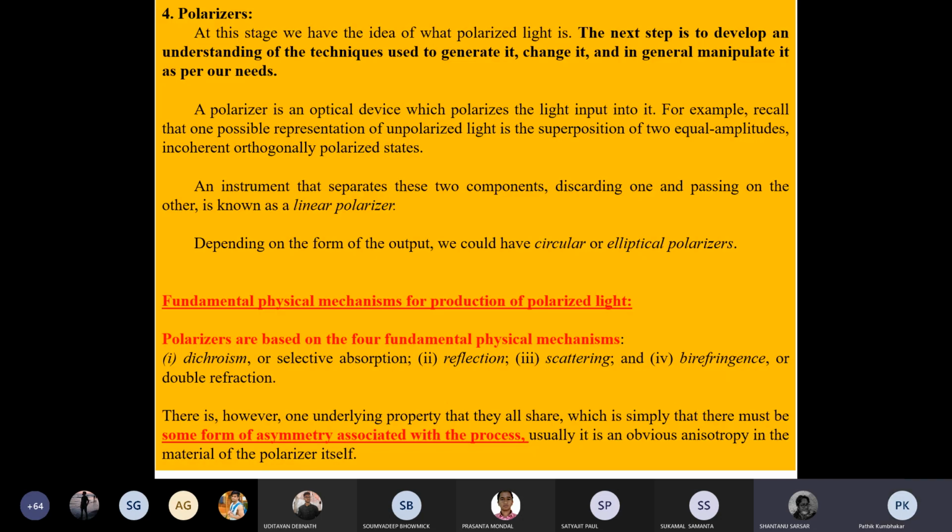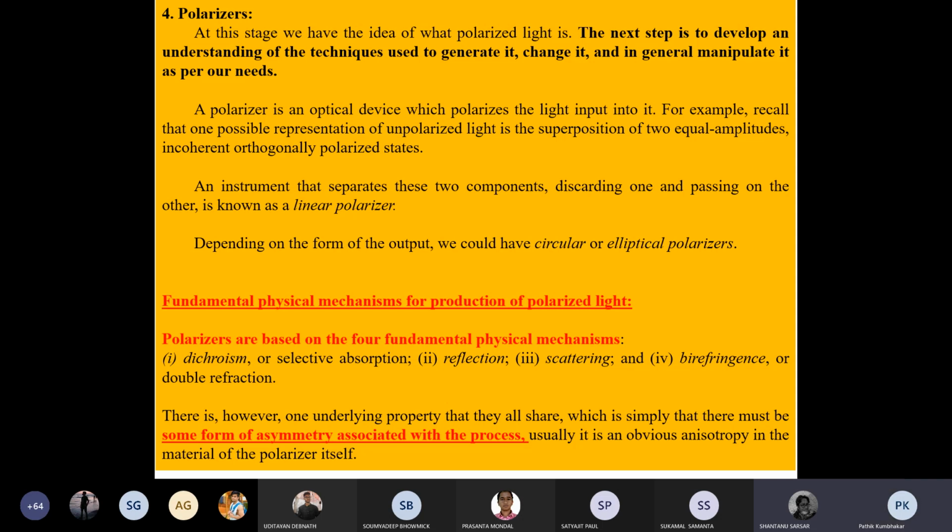We need an instrument that separates these two components, discards one, and passes on the other. That is a linear polarizer. If you have unpolarized light, which can be assumed to consist of two components, one say vertical and one horizontal, and you have a device which discards one component and passes the other, then that light will be polarized in a particular direction. So the electric field will be vibrating in a particular direction, and you get linearly polarized light.